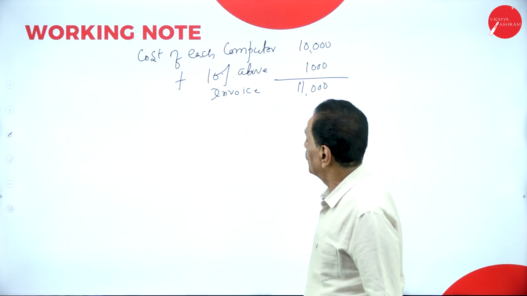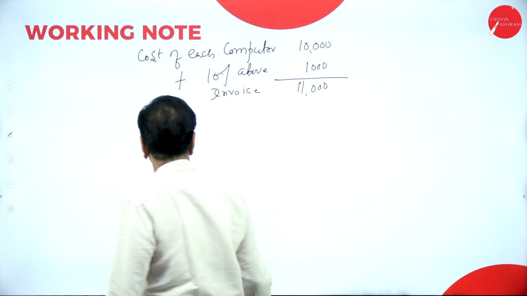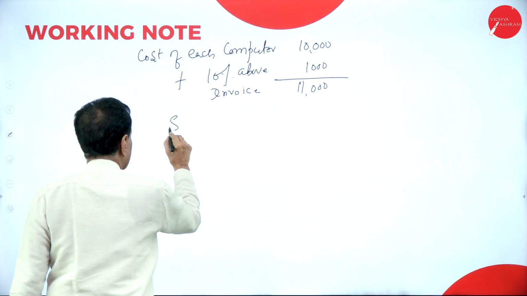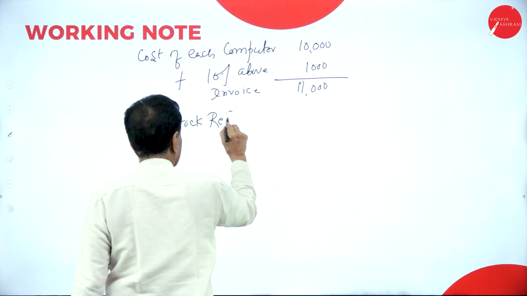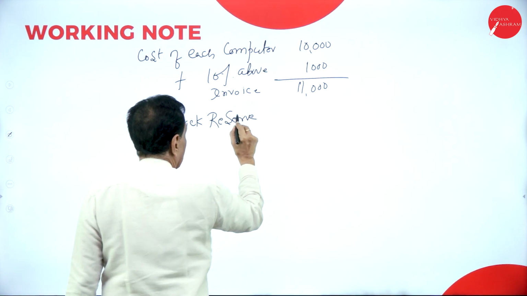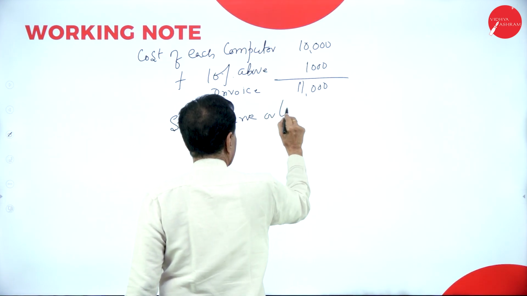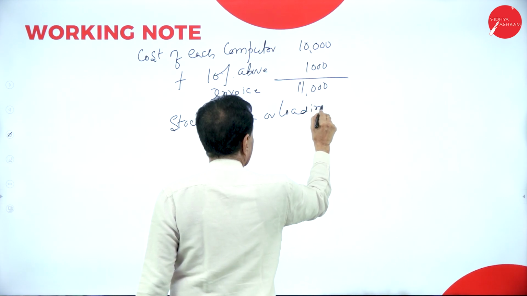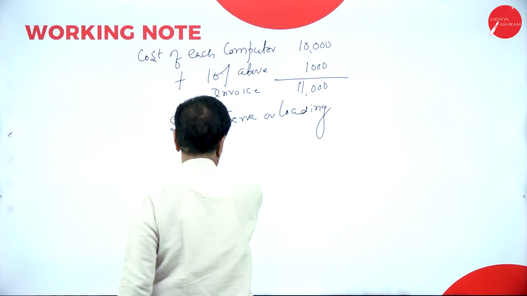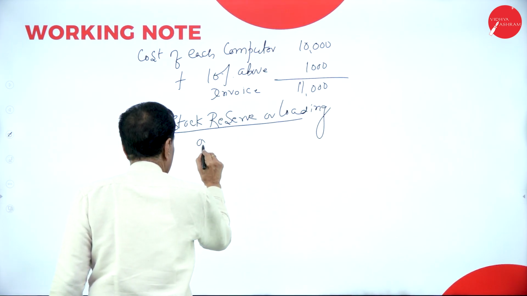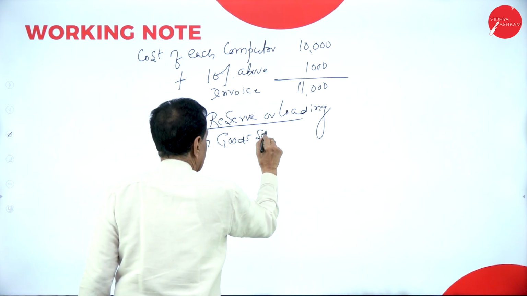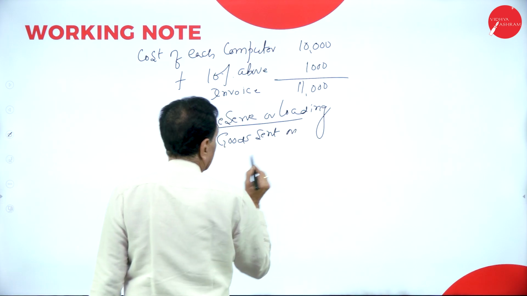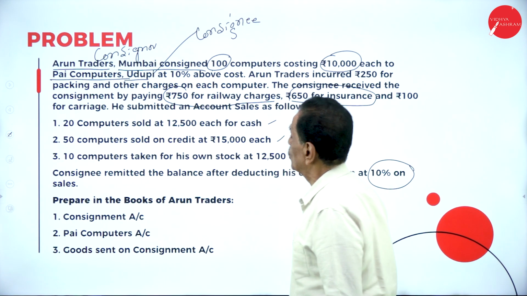So we'll move on to the problem now. This is a cost price. There is a stock reserve, or loading, on goods sent on consignment. We'll explain this once you go to this.